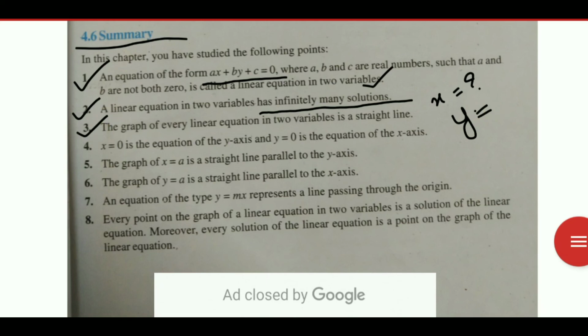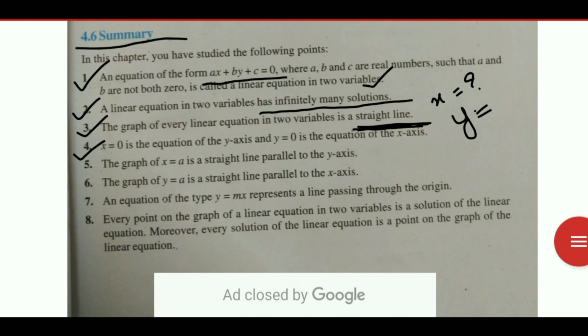Third one, the graph of every linear equation in two variables is a straight line. For every graph we have plotted, you are getting a straight line. When you join those points, you are getting a straight line. So you can conclude the graph of every linear equation in two variables is a straight line. This is an important point.